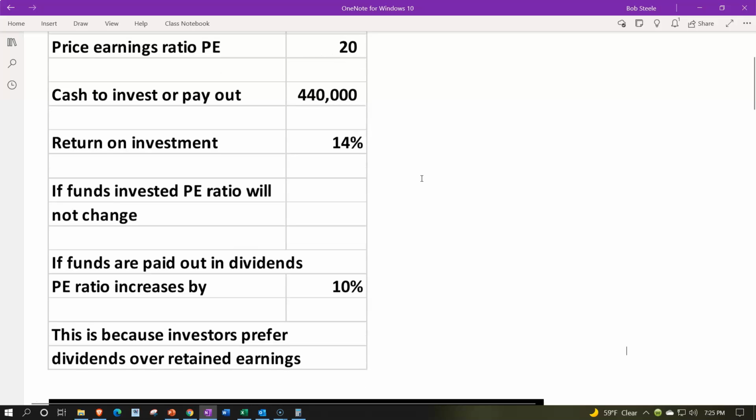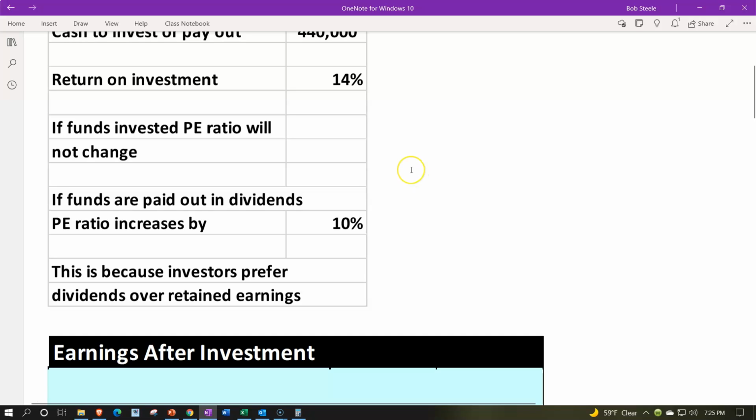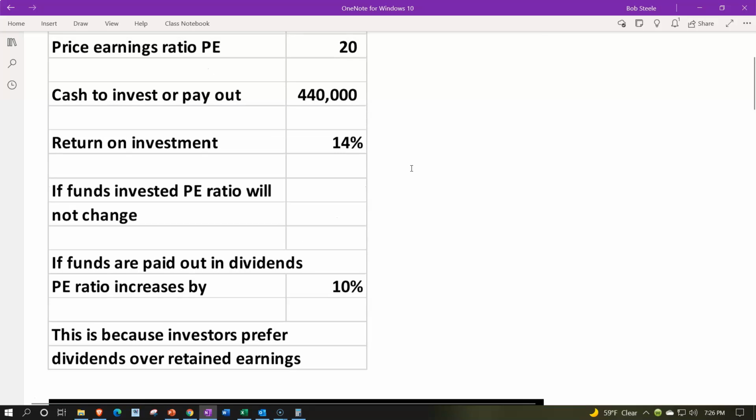But that's the decision. We either take that 440,000, give it out in the form of dividends, or we reinvest it. If we reinvest it, we think we're going to get that 14% return on that investment. So notice when we invest it, you're not thinking investment necessarily in stocks and bonds by us, the corporation. You're thinking investment in something like equipment, buildings, and so forth, typically to generate revenue on those assets. So if funds are invested, the PE ratio would not change. So we're going to say that if we invest the funds, the price to earnings ratio is not going to change.